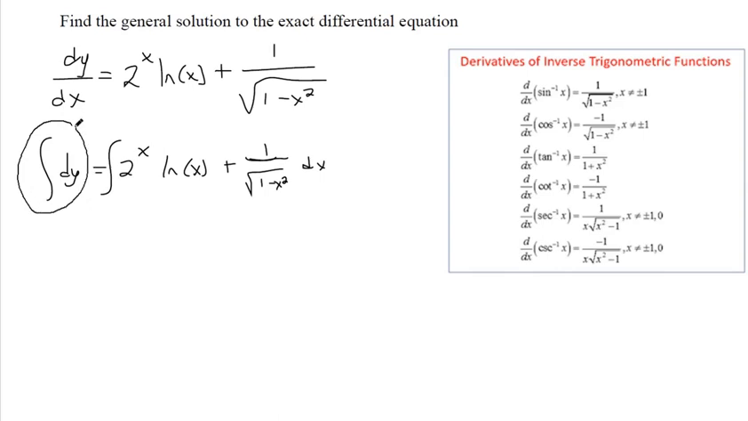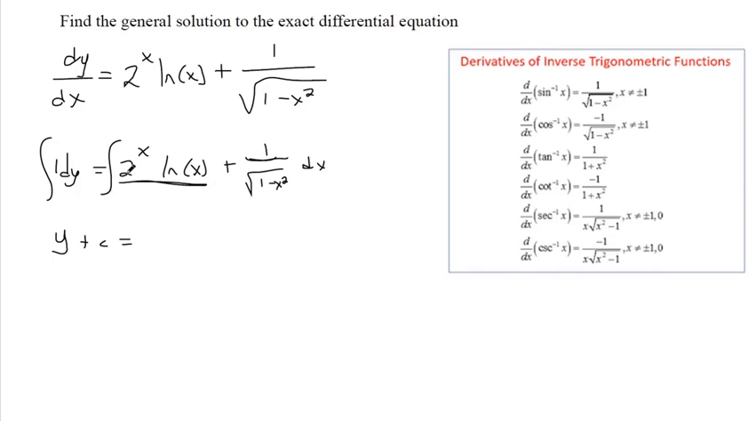This side's going to be with respect to y. So what's the antiderivative of 1? It's y, because the derivative of y would be 1. And then we should say plus some constant here, but we're going to see that in the end. And then the antiderivative of the right side, we'll go term by term.